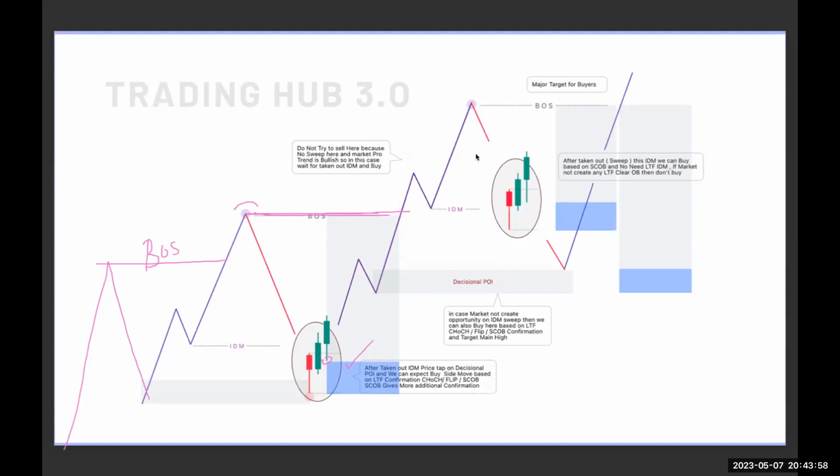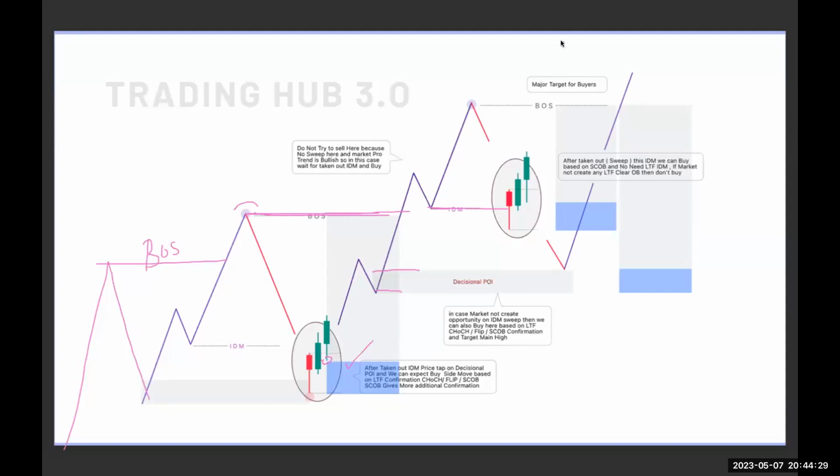Okay. Again, the same thing happens here, taking out the inducement, and here you can see two scenarios. First one is here, inducement is here and your order block is here. This is a decisional order block or extreme order block, right? So in this case, two scenarios are possible. First one, if the inducement is swept here and this candle closes above it, right, it means we can buy here. Okay. We can buy here.